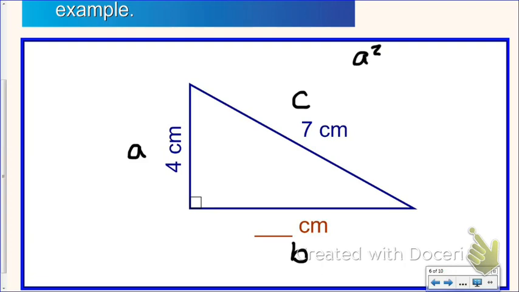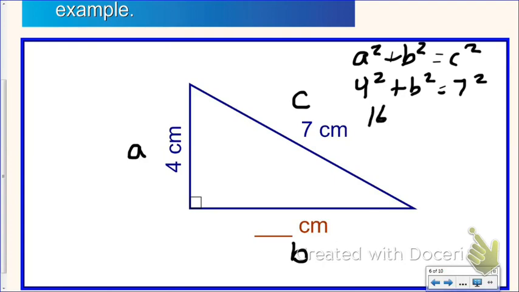So now if I plug the numbers into the formula, I've got 4 squared plus b squared equals 7 squared. Next step, I'm going to turn those numbers that were squared into regular numbers. So 16 plus b squared equals 49. You can see the difference now is since the 16 and the 49 are on opposite sides of the equal sign, I need to get the b squared by itself. So I need to subtract 16 from both sides. And that's going to leave me with b squared equals 33.